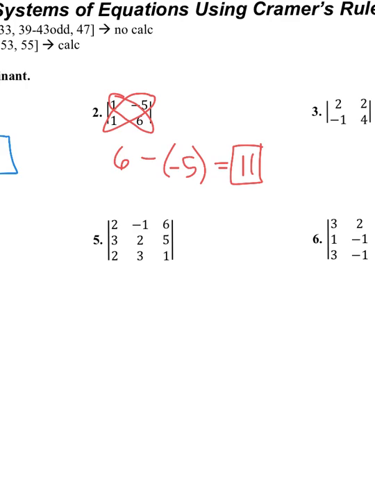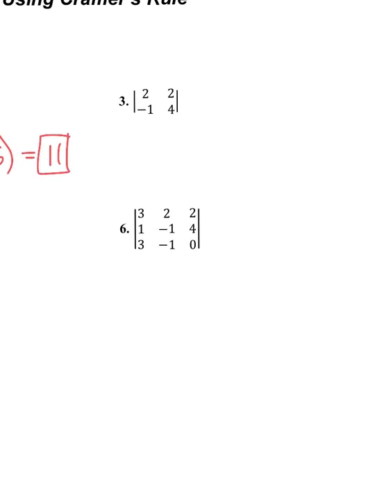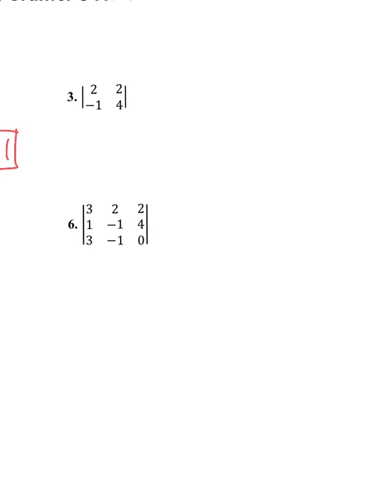All right, why don't you give that a try with number 3? So pause the video, and once you have your answer, go ahead and unpause, and I'll show you the answer. All right, so the answer for number 3 would be, if you multiplied 2 and 4, you would get 8. Subtract it with the product of 2 and -1, which is -2, giving you a final determinant answer of 10.